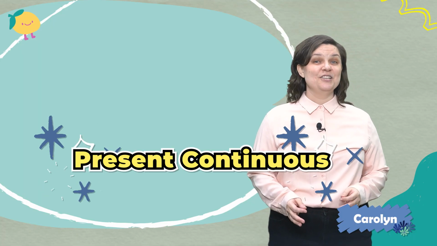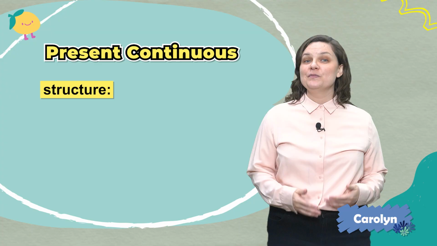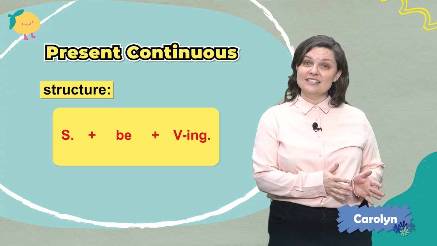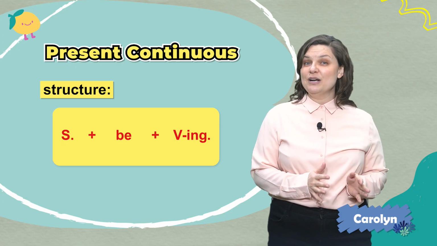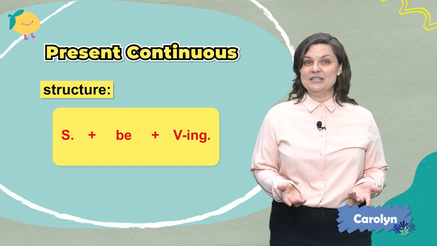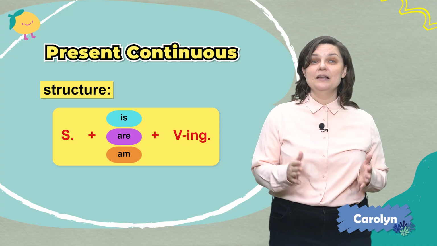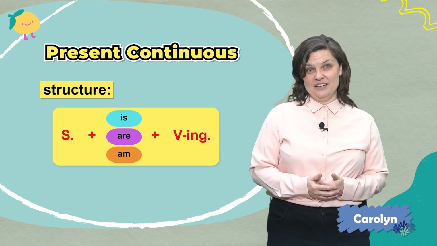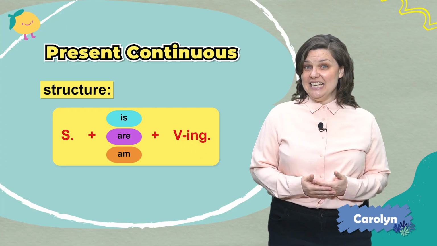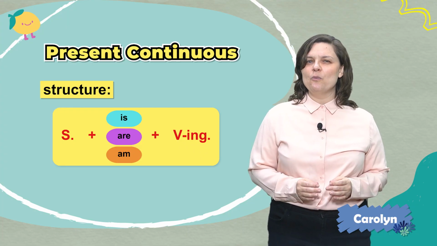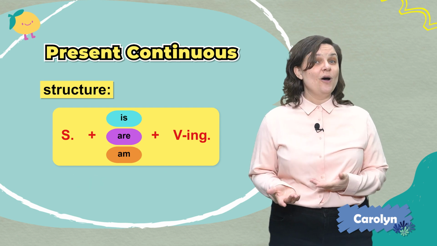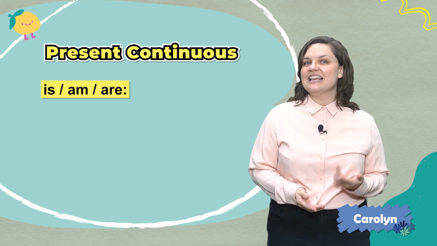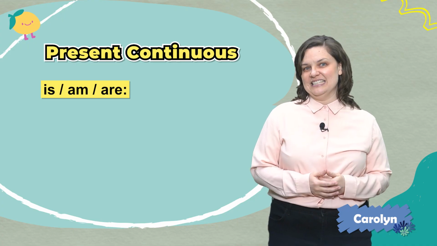And today we're going to look at the present continuous tense. Now, the present continuous tense is subject plus be plus verb ing. The present continuous tense, just like we said, is, are, am plus verb ing. And when we use the present continuous tense, we're talking about what is happening right now. We always need to be thinking about is, am, or are when we make these sentences.